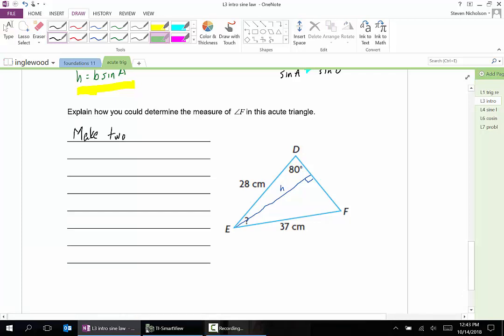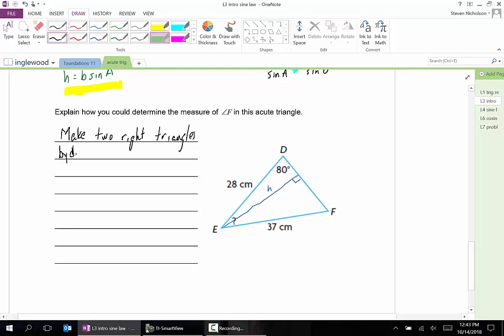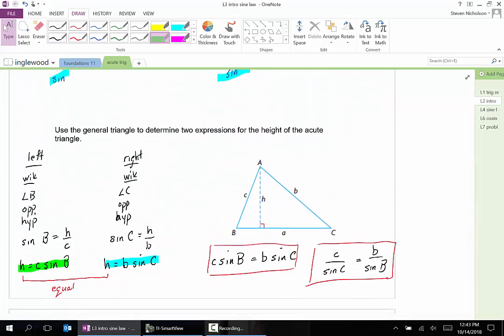Make two right triangles by dropping a vertical from E. And then use the relationship we found above. So I'm not going to go ahead and do all this work we did right here.